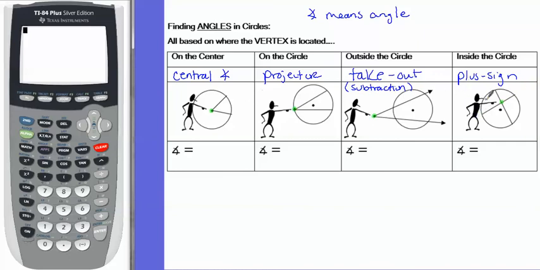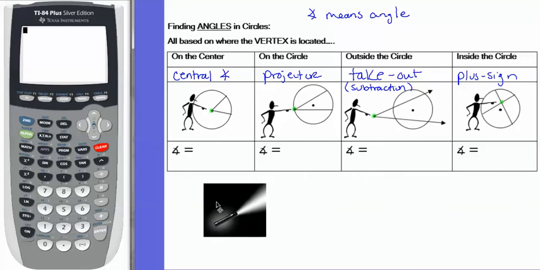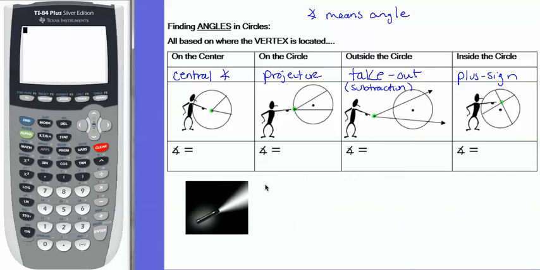So what do I do with these? One of the biggest things I like to remember is wherever this vertex is, if I'm looking for an angle, you see the guy pointing? I kind of like to think of a flashlight shining. And if he was shining a flashlight right here, if you look at the lovely flashlight picture here, it's only hitting a certain spot. So that's what's going to happen here. This angle, if he's shining a flashlight, it's only going to hit this arc right here.